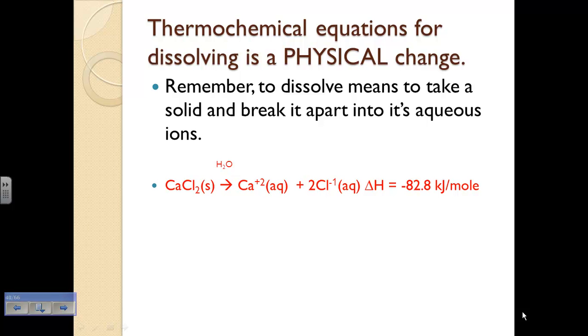That's a stoichiometric ratio of 1 to 1 to 2. Ions carry charges. Please emphasize to yourself, I must have charges on the ions on the right side or I'll get them marked wrong. Writing Ca and Ca plus 2 are very different. Calcium ion and chloride ion, aqueous, and the exothermic value negative 82.8 kJ per mole. This is a completed thermochemical equation representing a physical process of simply dissolving rock salt into water. Out comes a calcium ion and 2 units of a chloride ion.